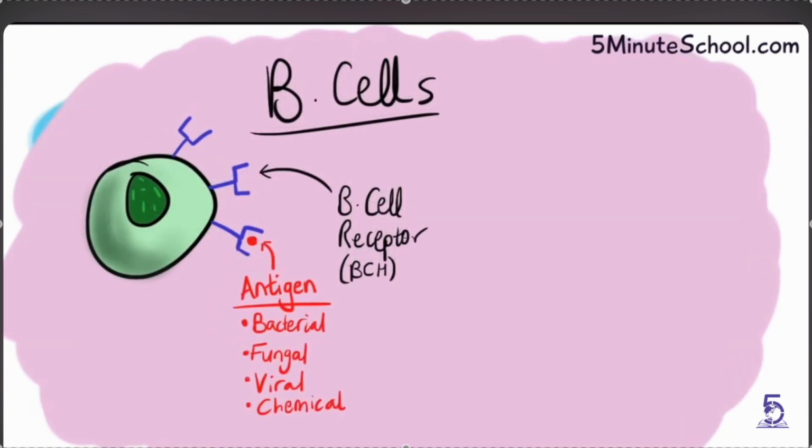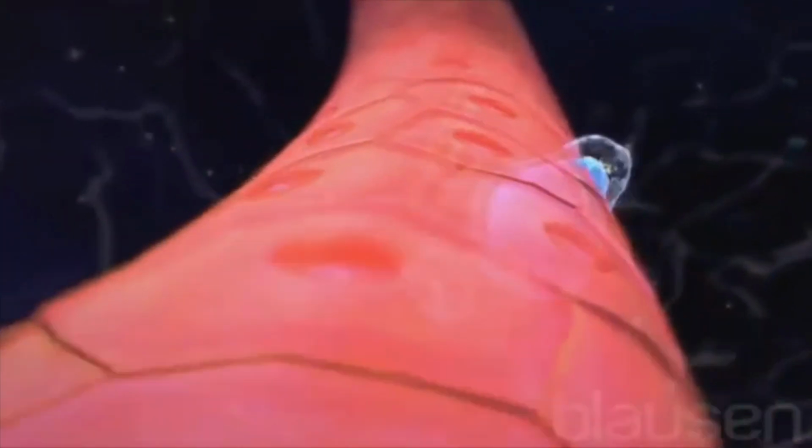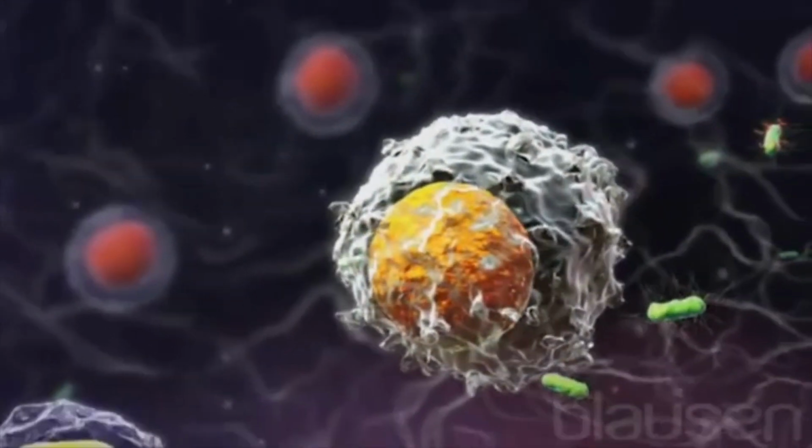If you don't know what an antigen is, imagine it's like a small chemical or molecule which is on the surface of harmful bacteria or pathogens, or it doesn't have to be on the surface of a pathogen, but the body recognizes it as a foreign substance.